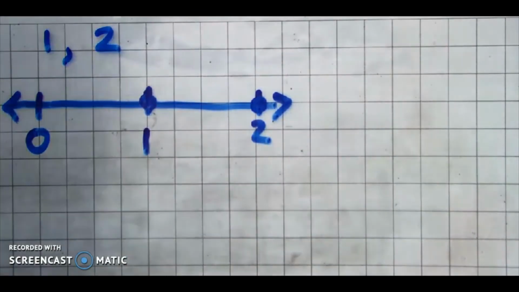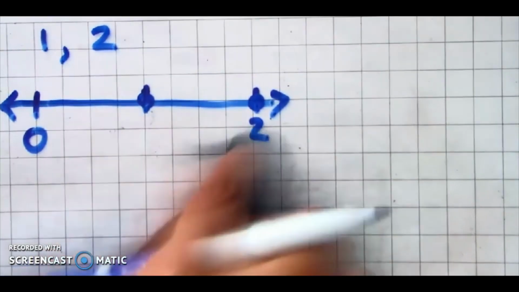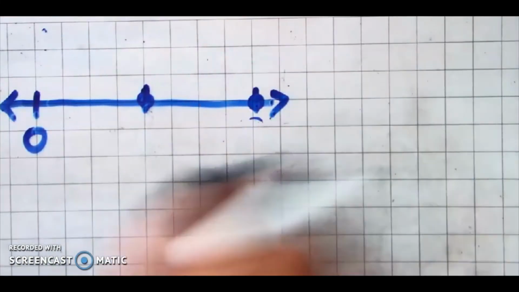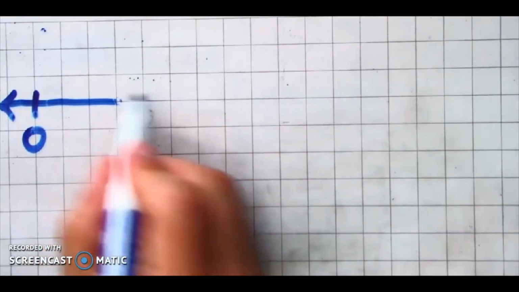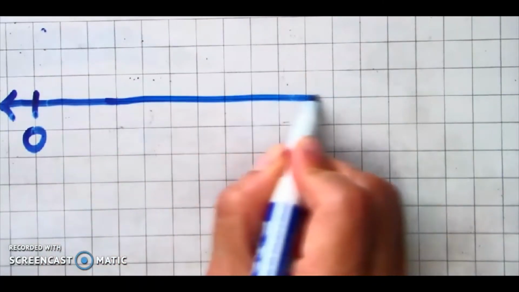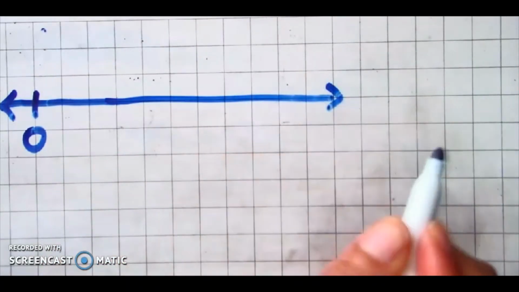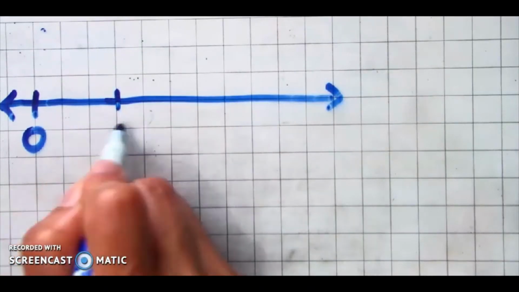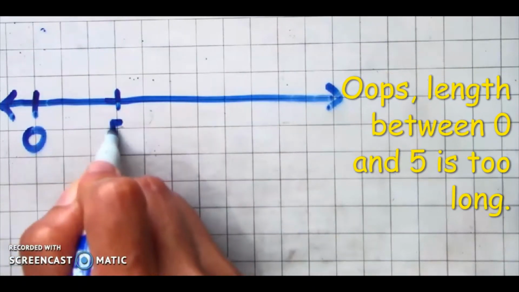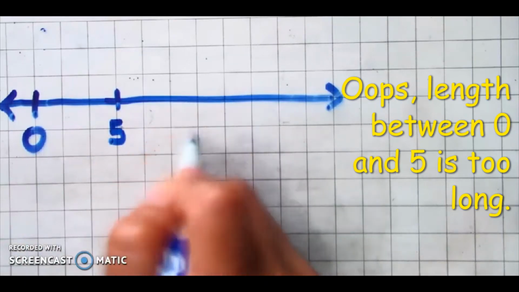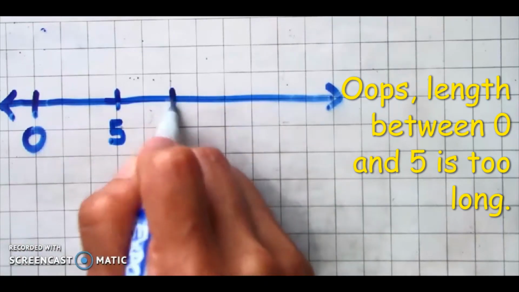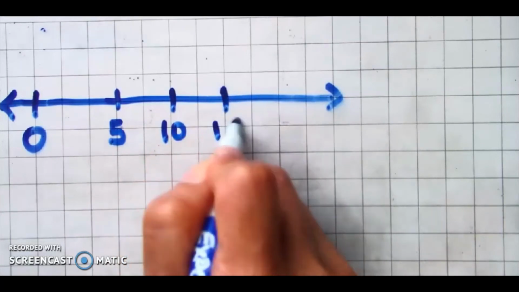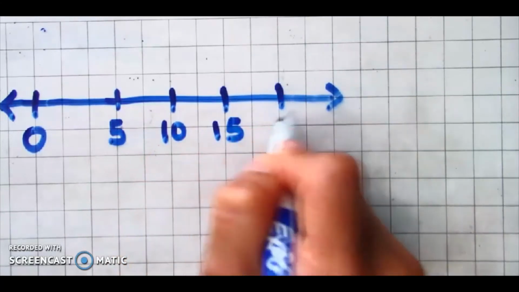Now let's take a look to see what happens when I change these. I can change these to increments of different numbers. For example, I can say this starts at 0, this would be 5. Then here would be 10, and the next one would be 15, and here I would have 20.